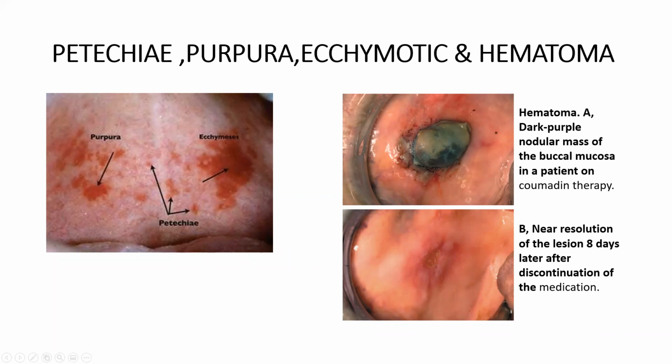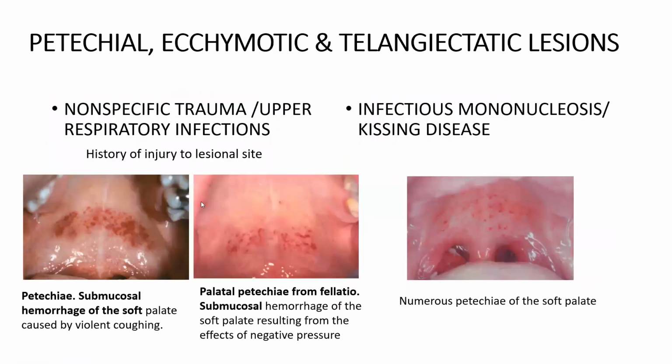And if the accumulation of blood within the tissue produces a mass, like this one, it's called a hematoma. As you can see, this hematoma is a dark purple nodular mass in the buccal mucosa of a patient who is on warfarin therapy. This lesion healed totally in 8 days after the medication was discontinued. So I hope you know the difference between petechiae, purpura, and ecchymosis. It's purely dependent upon the size of the lesions.